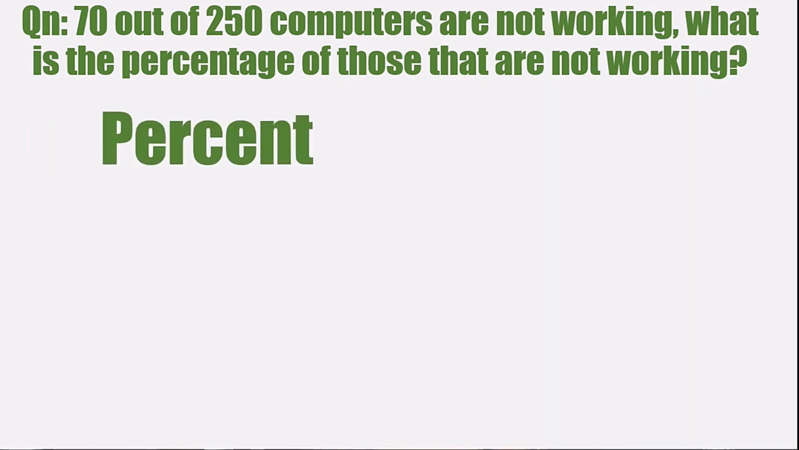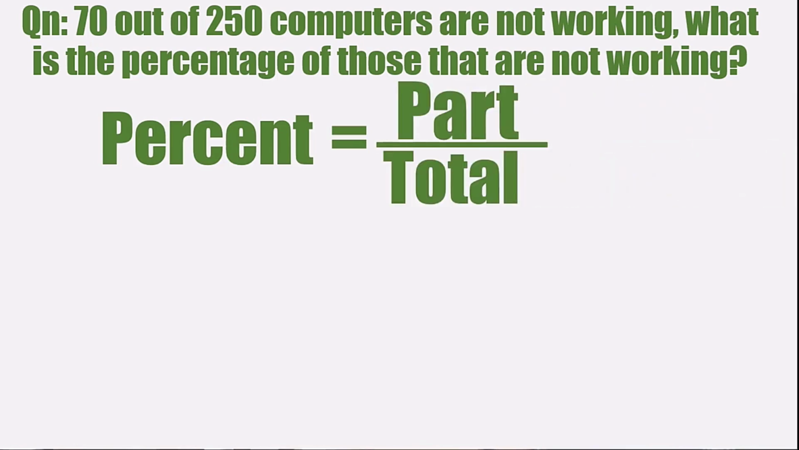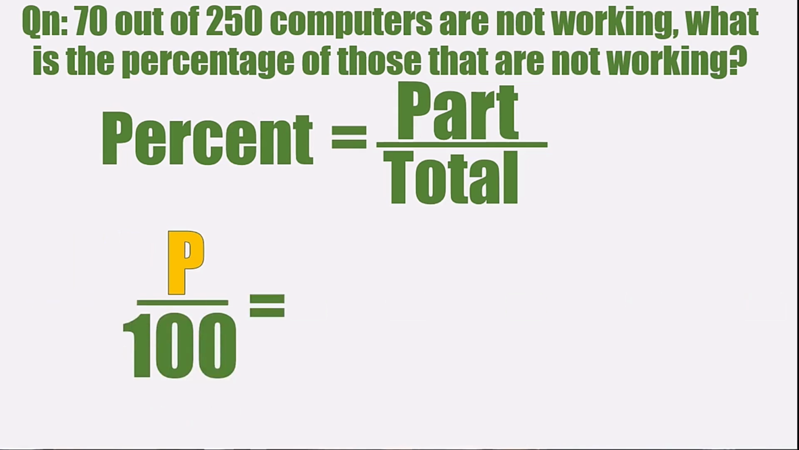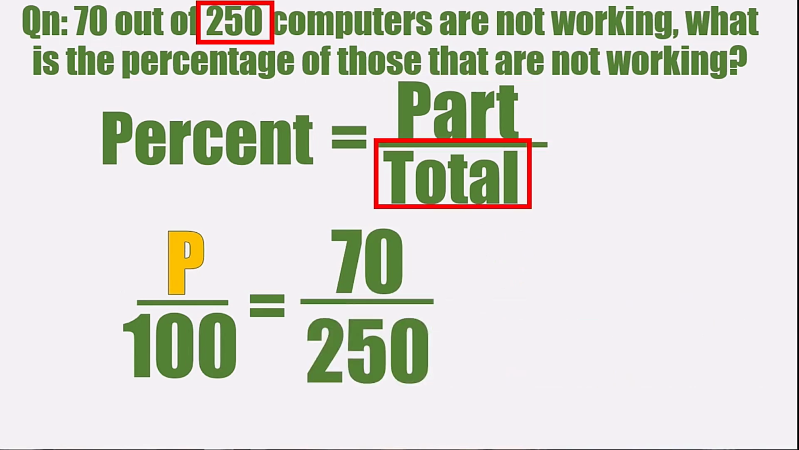Now we are going to use our same formula. Percent is equal to part divided by the total. Now from our question there, 250 computers is the total number of computers. That's going to be our total. Then the other 70 is just the part of the computers that are not working. So our P, or some number in every 100, is equal to part, which is 70, divided by total, which is 250. Again, we are going to do the same thing.